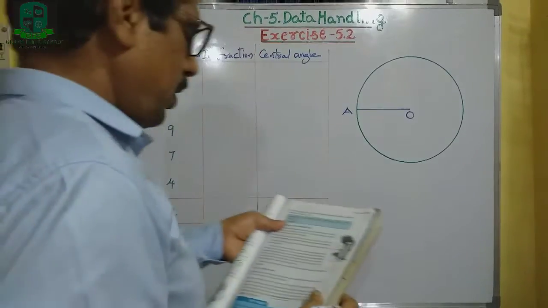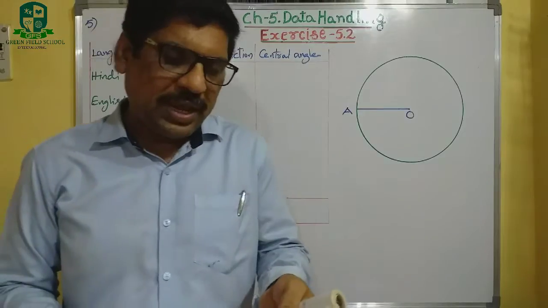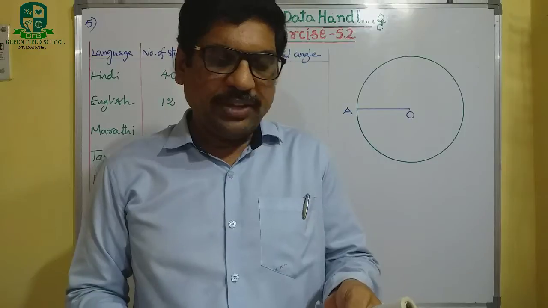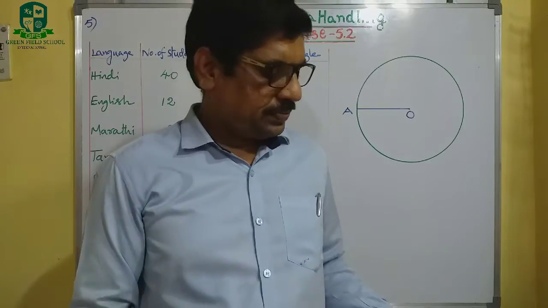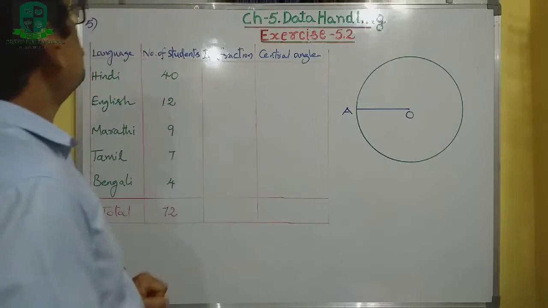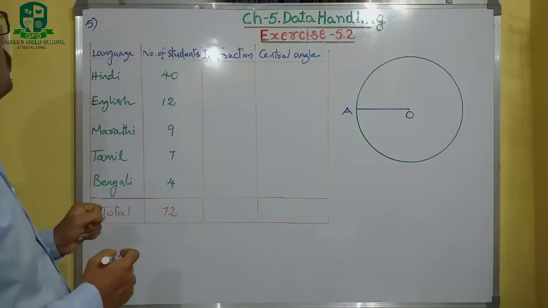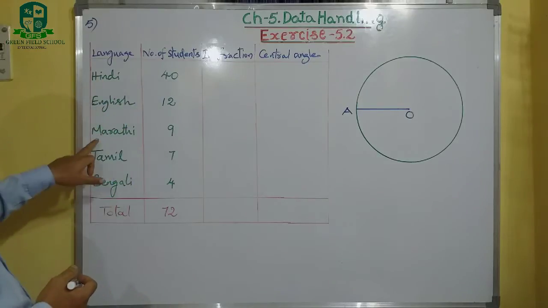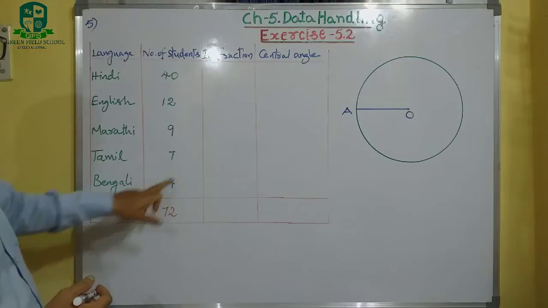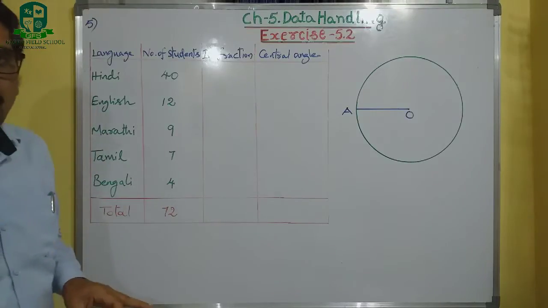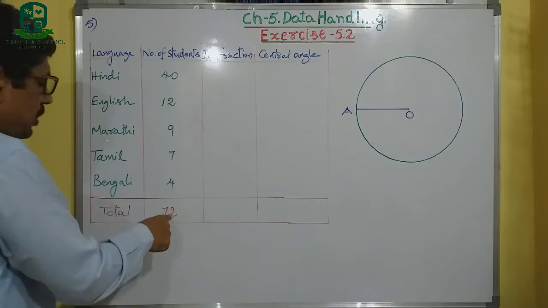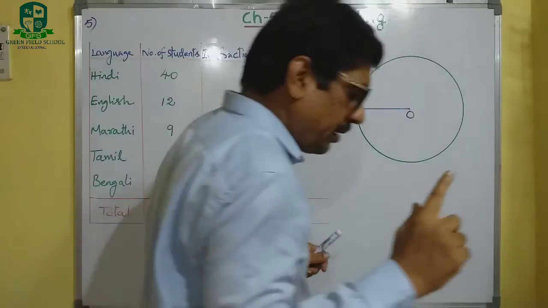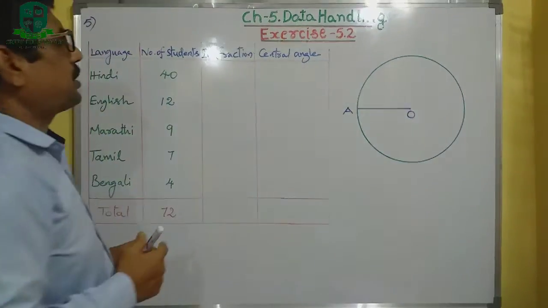Now look at the fifth problem. The number of students in a hostel speaking different languages is given below. Display the data in a pie chart. Here is the information of the students speaking different languages: Hindi 40 students, English 12 students, Marathi 9 students, Tamil 9 students and Bengali 4 students. The total number of students in the hostel is 72. We need to represent the information in the pie chart.